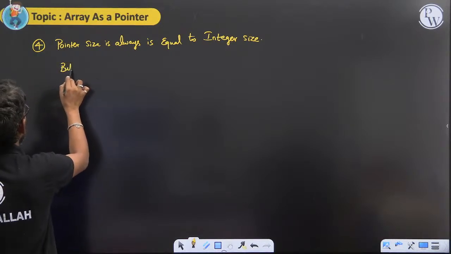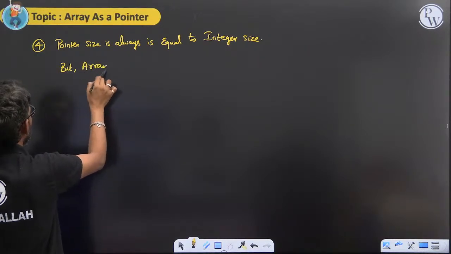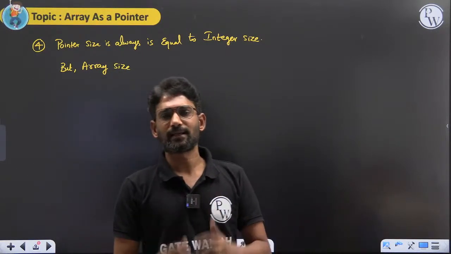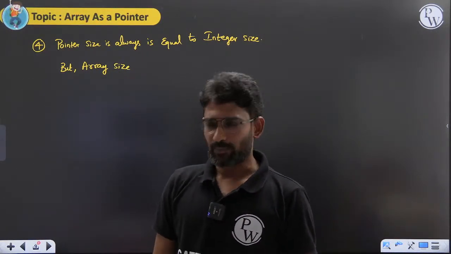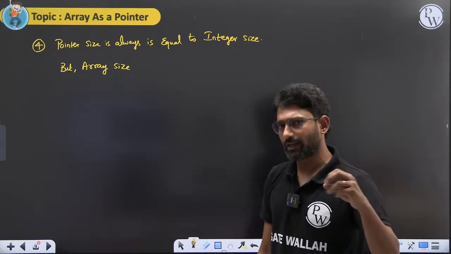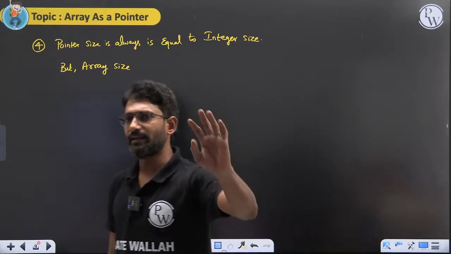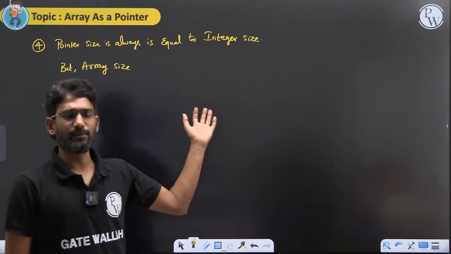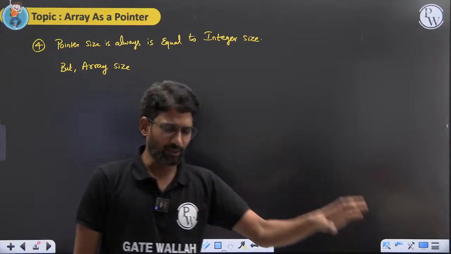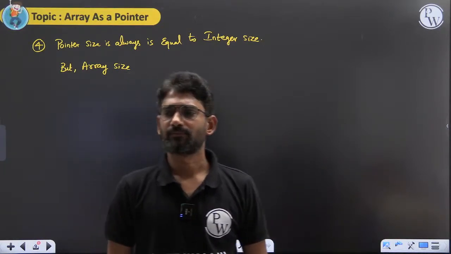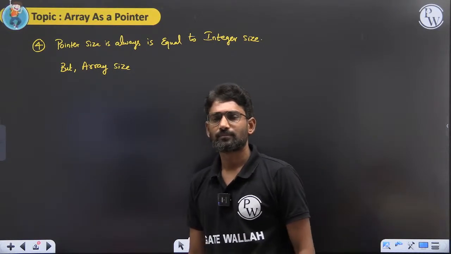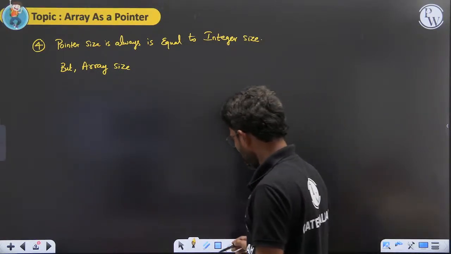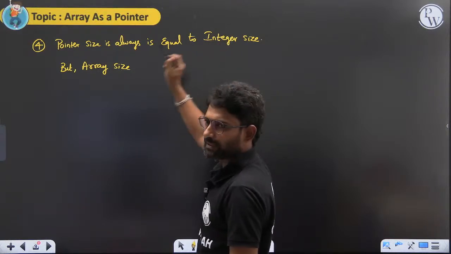Array size, what is array size? Will someone tell me what is array size? Suppose I am using a 32-bit processor, I can say integer size is 4 bytes. On the same processor, I am using an array. Will someone tell me what is an array size?